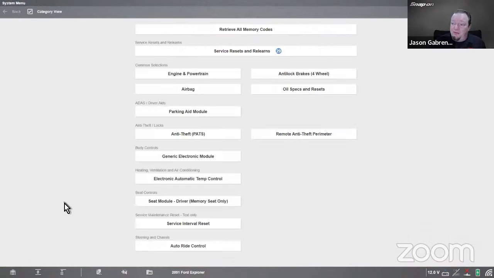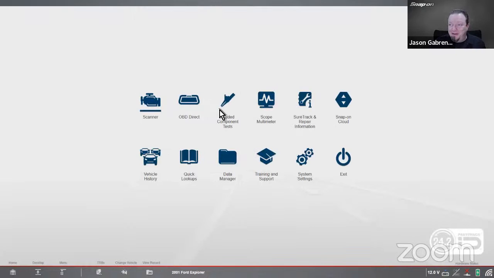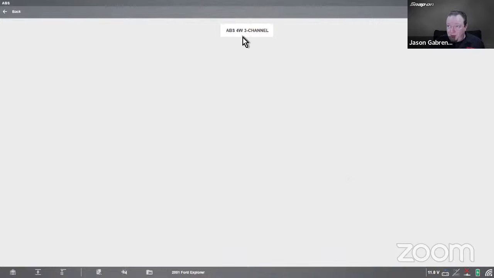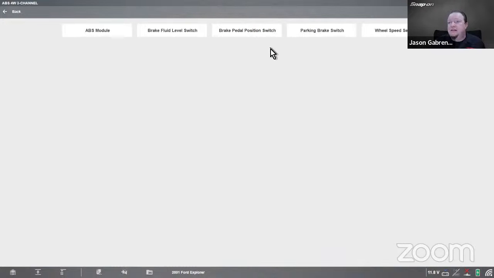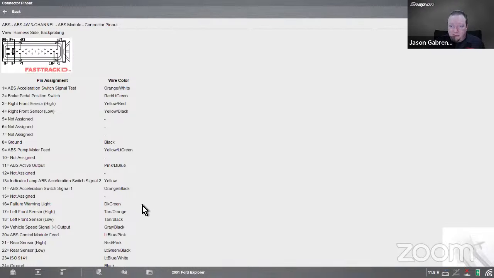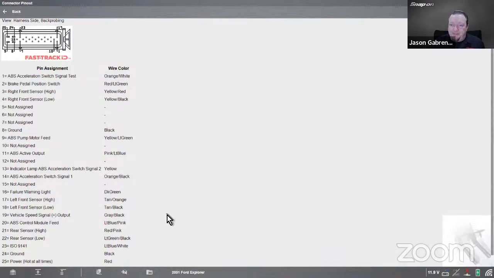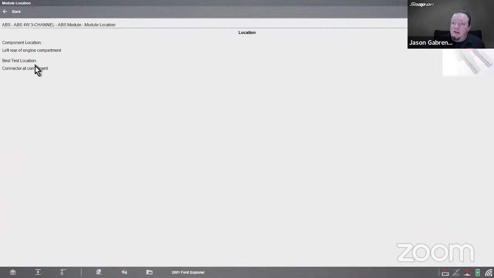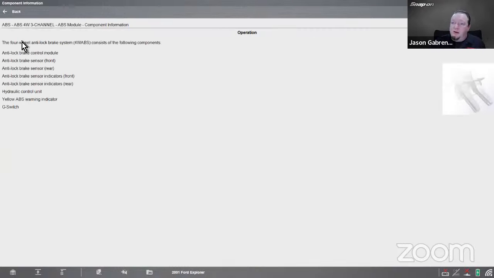So back in 2001, man, you miss those vehicles, right? They were super simple back then. And if we go into guided component testing as well, we have, like I said, 4-wheel 3-channel ABS. We can get information on the module itself. We got a connector pinout in there. It shows us what everything does. Once again, not all that complex back then. Module location, left rear of the engine compartment, and then component information, how it works, what it's going to do. And that one just has a G switch, ABS warning indicator, hydraulic control unit, sensors, and indicator.